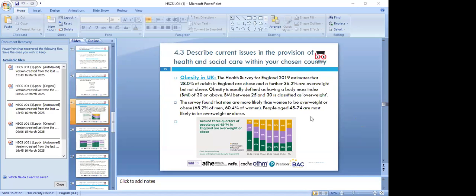68.2% of men and 60.4% of women. More people aged between 45 to 74 are more likely, because you are growing older during that age. So the body is becoming weak. The stuff that holds the body is becoming weak. So you need to be more careful about your health and what you eat.